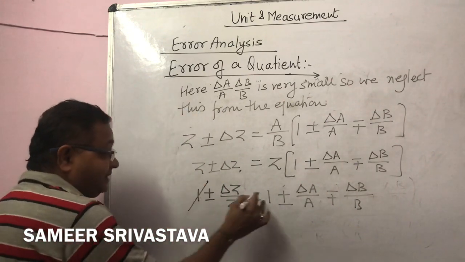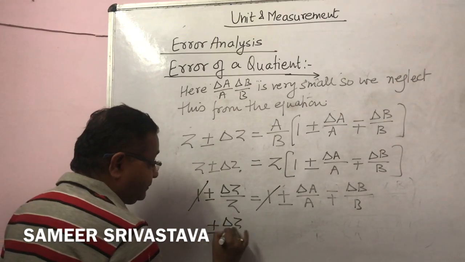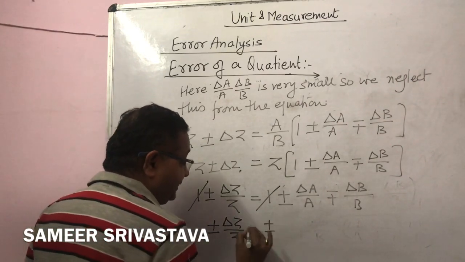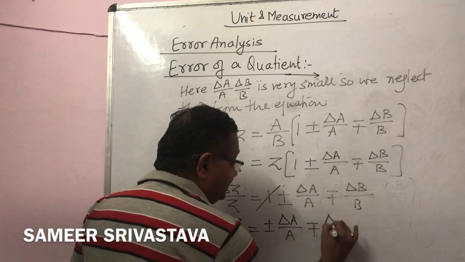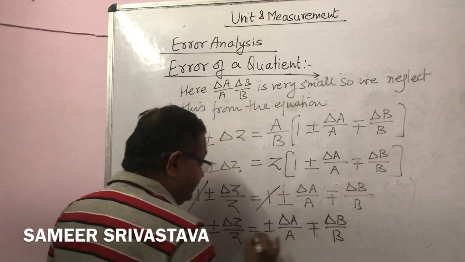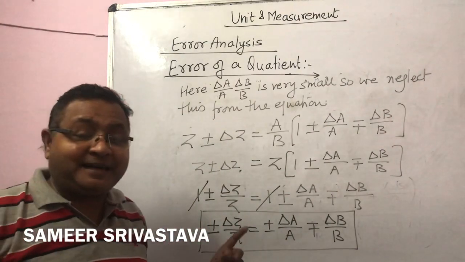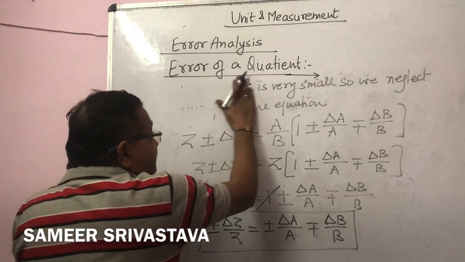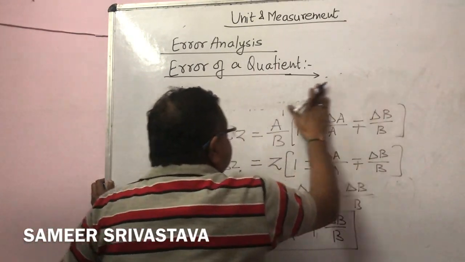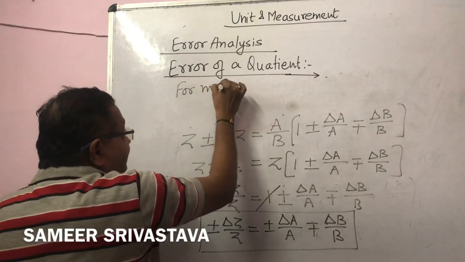Now this 1 is cancelled out. What is the final relation? Plus minus delta Z upon Z is equal to plus minus delta A upon A minus plus delta B upon B. But again, for the maximum relative error, what equation can we write? Here I am going to write it for the maximum relative error.